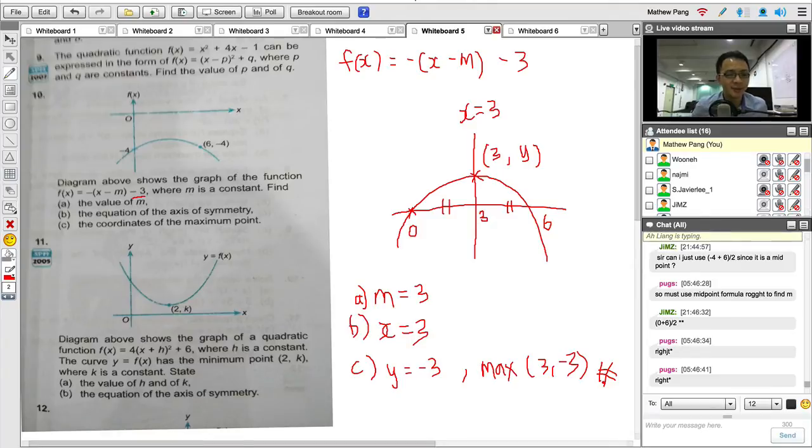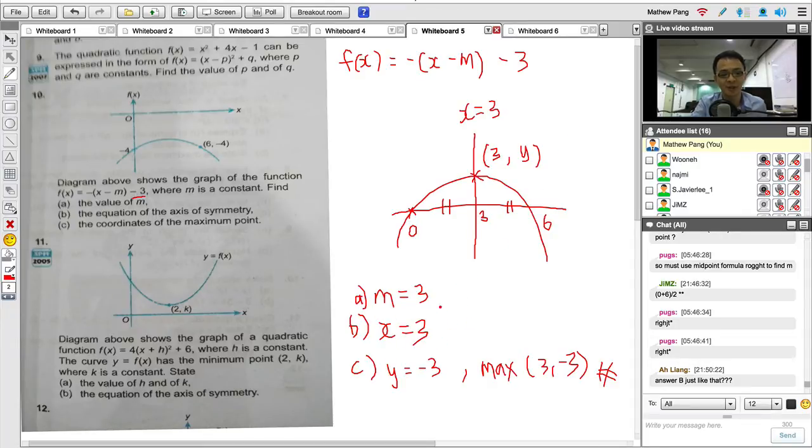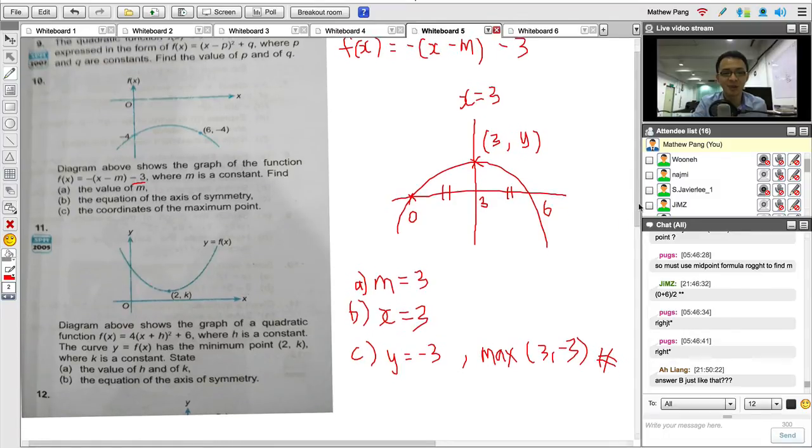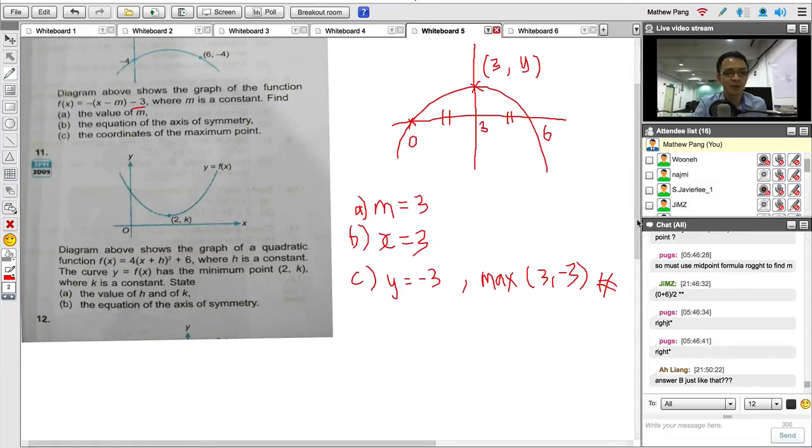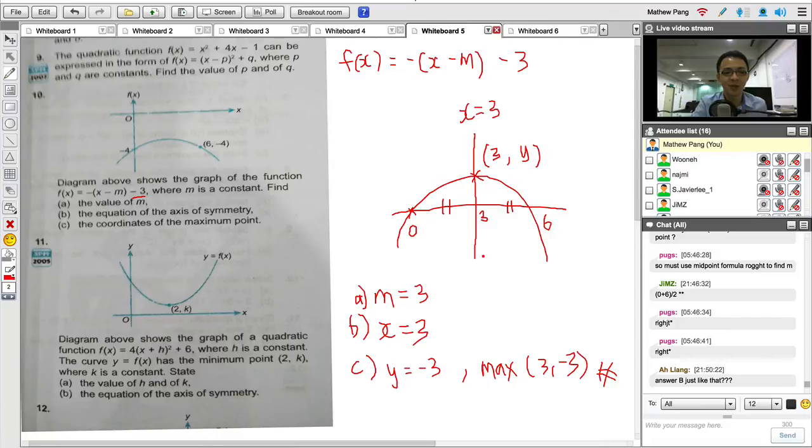Yeah, just curious. But answer B, just like that, yes. Because the axis of symmetry equation is this equation. But let me just substitute in, to see whether the theory is correct or not. Because we got m equal to 3, right? Okay, I substitute back here.